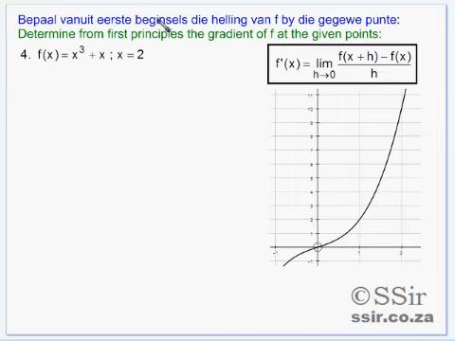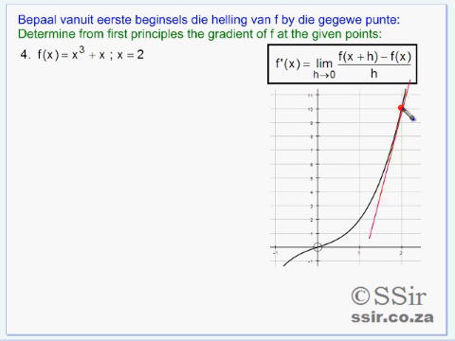Determine from first principles. In other words, we must use this first principles formula, the gradient of f, which is x cubed plus x, a third order equation where x equals 2. Looking at this graph, this is the graph of a third order function, we are asked to determine the gradient of this function exactly at x equals 2. So in other words, at this point.